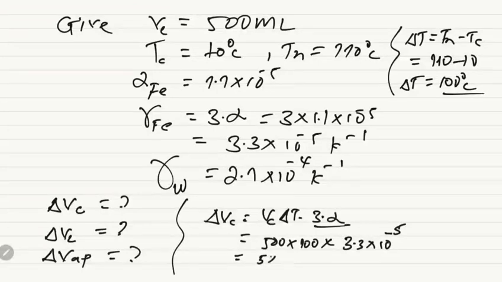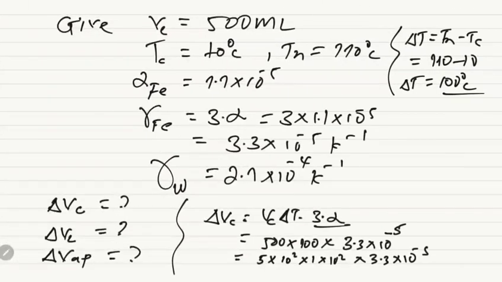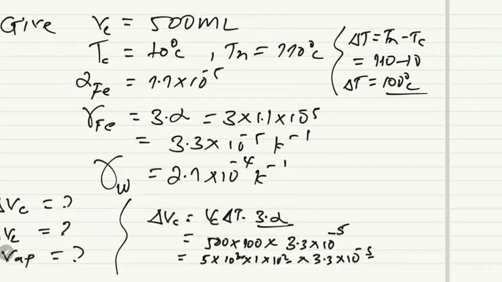You can simply calculate this. 5 times 10 to the power of 2 is 500, times 1 times 10 to the power of 2 is the 100, and times 3.3 times 10 to the power of minus 5. This is the same as 5 times 1 times 3.3 times 10 to the power of minus 5 plus 2 plus 2. The first plus 2 is from this 100, and another plus 2 is from 500. Minus 5 is already given.